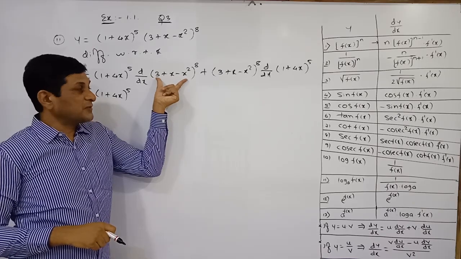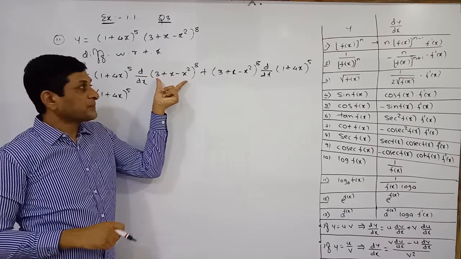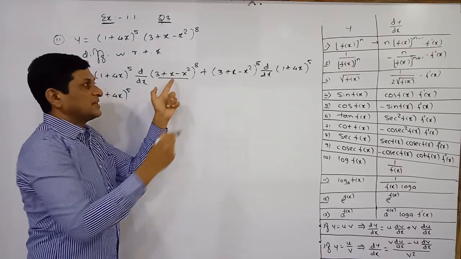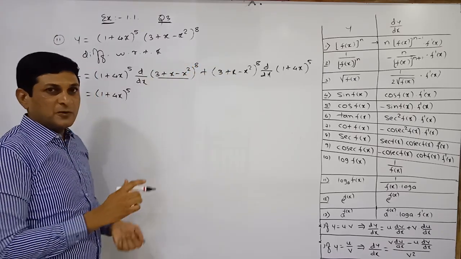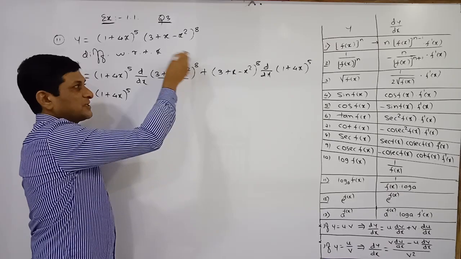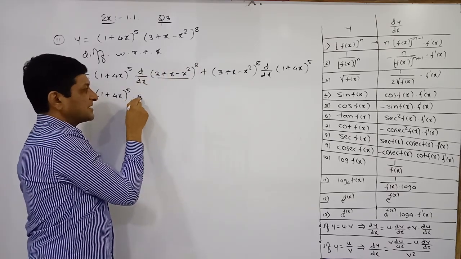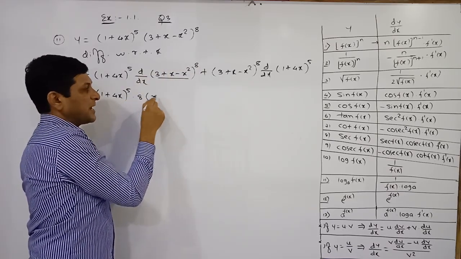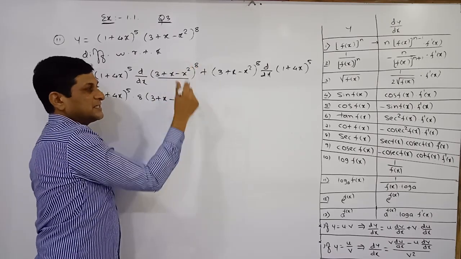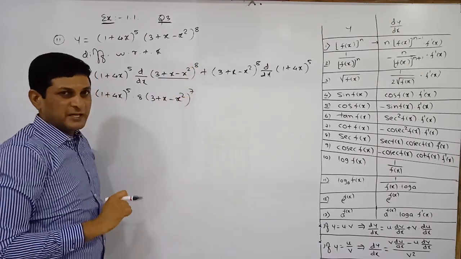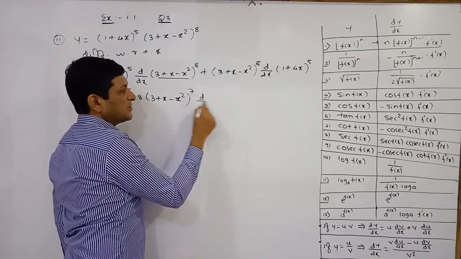Since we are finding differentiation, observe the given function. It is in the form of f(x) raised to power n. So again we are applying the first formula to find its differentiation. According to the first formula, first take this power 8 as a coefficient. Then decrease its power by 1. 3 + x - x^2, keep it as it is. We are decreasing its power by 1, so new power will become 7, into derivative of f(x).